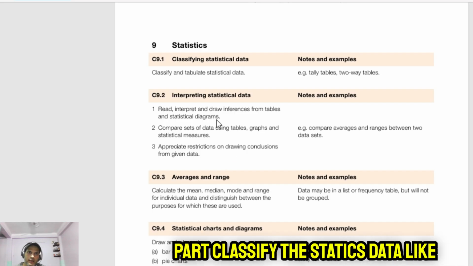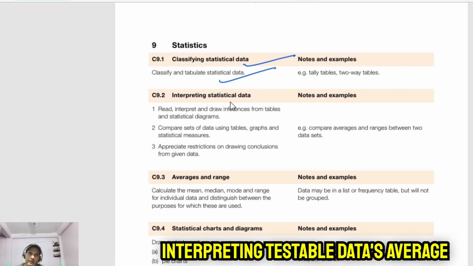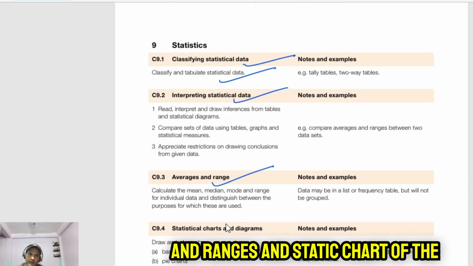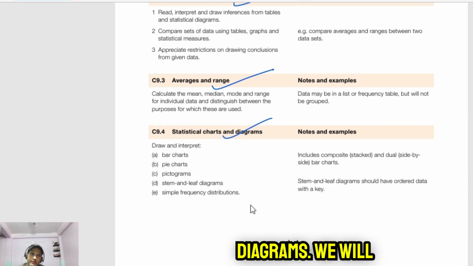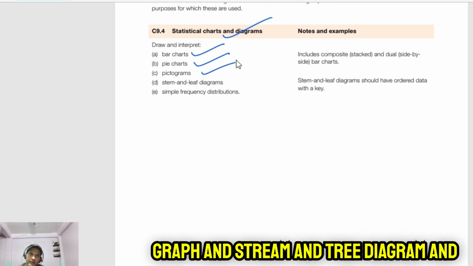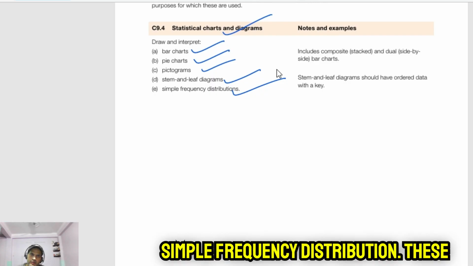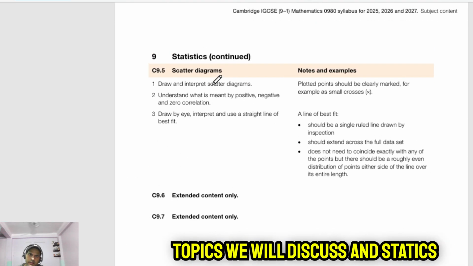Then the statistics part: classify statistical data, like classifying and tabulating data, interpreting textual data, averages and ranges, and statistical charts and diagrams. We will see bar diagrams, pie charts, pictographs, stem and leaf diagrams, and simple frequency distributions. These topics we will discuss in statistics.